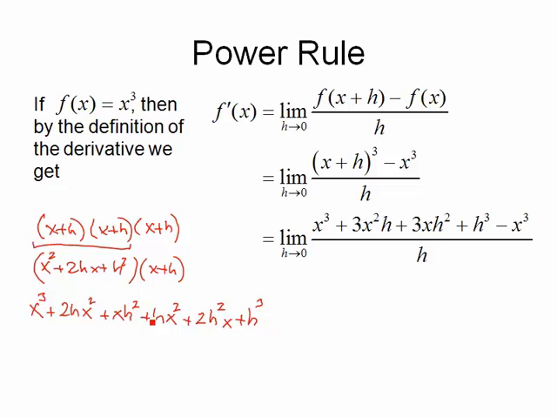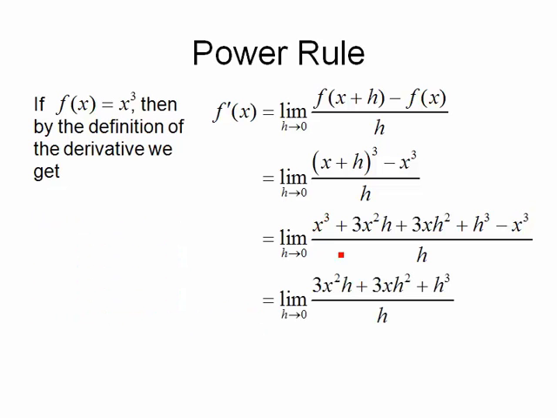If I go ahead and combine my like terms, you'll notice that I have a 2hx squared and an hx squared. That's what gives me the 3hx squared. And I also have a similar set of terms that give me the 3xh squared. Combining all those terms together gives me the four pieces that you see right here. And now I notice that the x cubes can go ahead and cancel. What I end up getting is 3x squared h plus 3xh squared plus h cubed, all divided by h, and I still need to take the limit as h approaches 0.